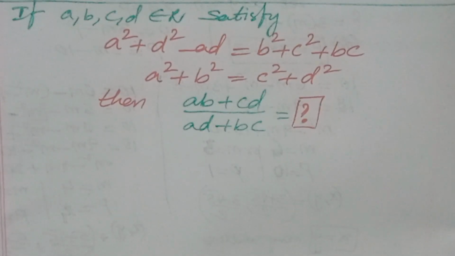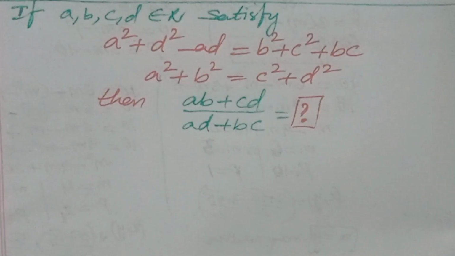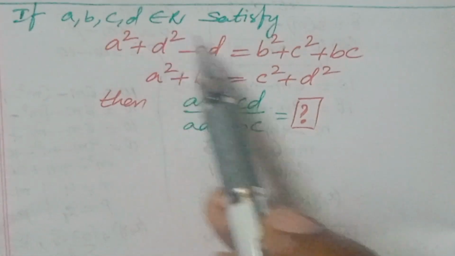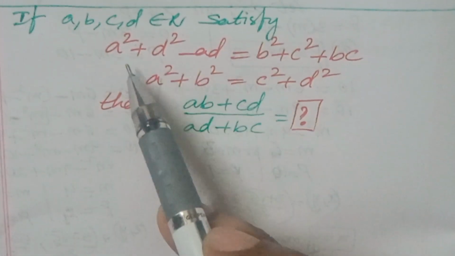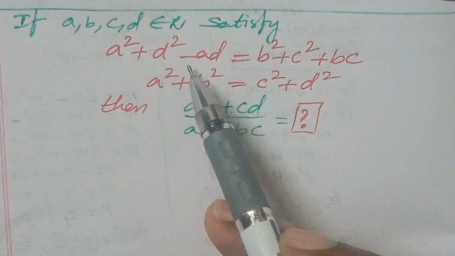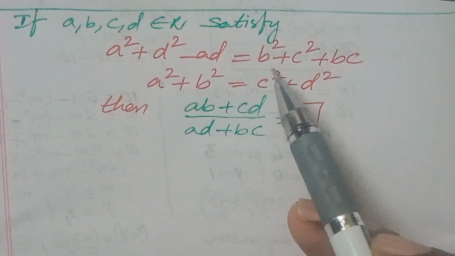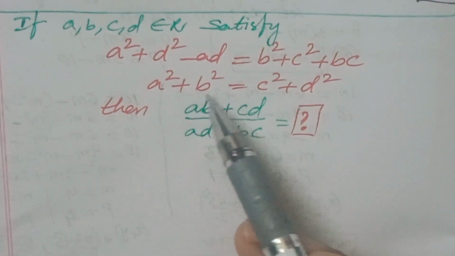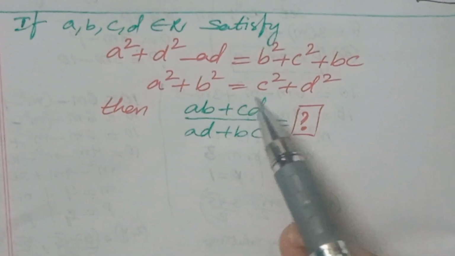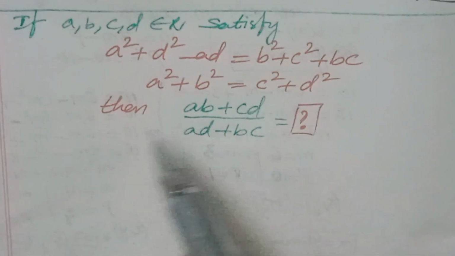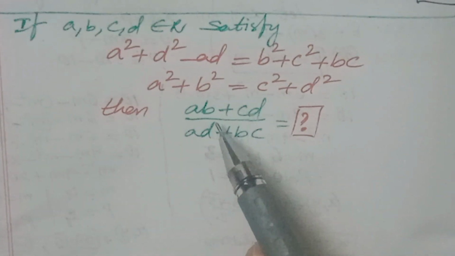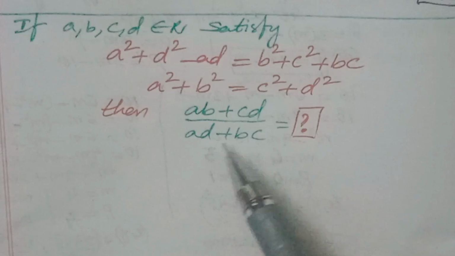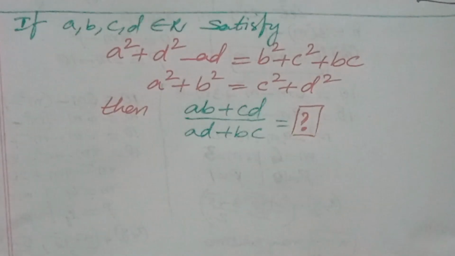Today we are looking at a Math Olympiad problem. The question is, if A, B, C, D belong to R, satisfying A square plus D square minus AD equal to B square plus C square plus BC, and A square plus B square is equal to C square plus D square, then find the value of (AB plus CD) by (AD plus BC).